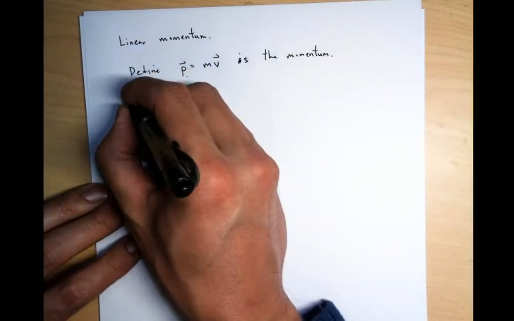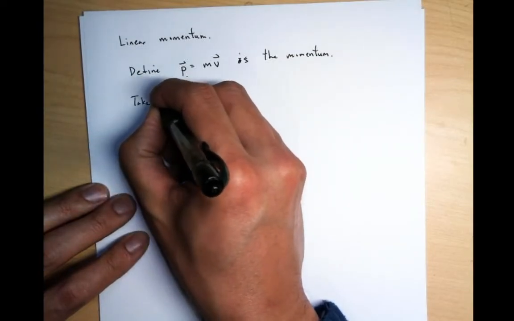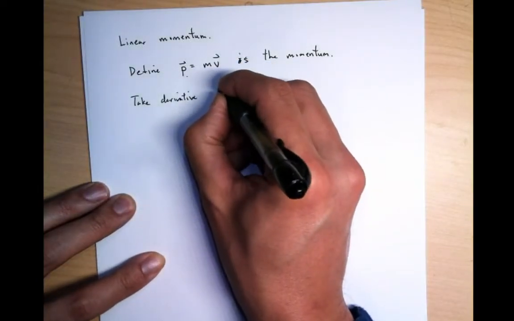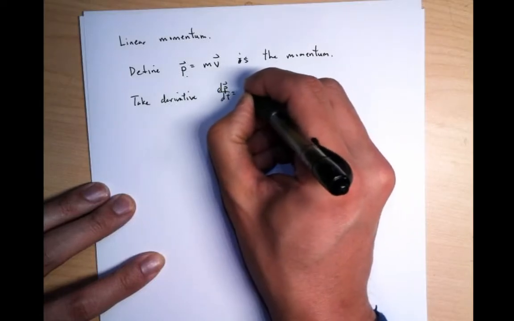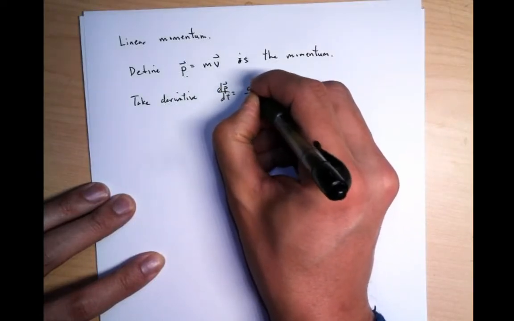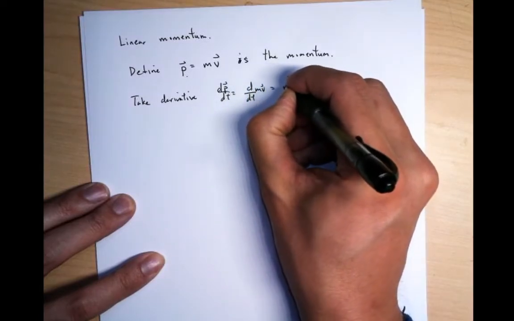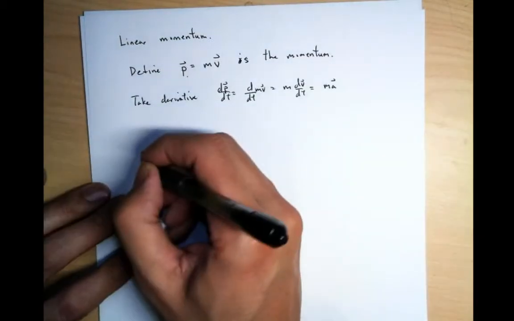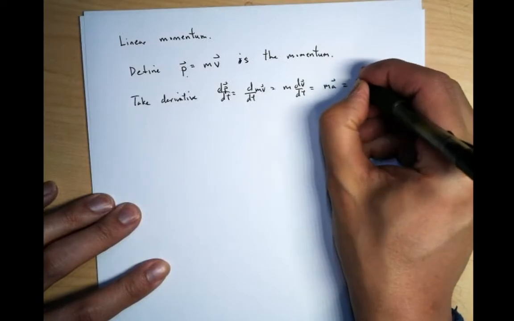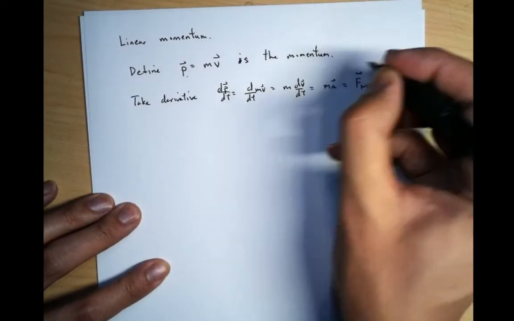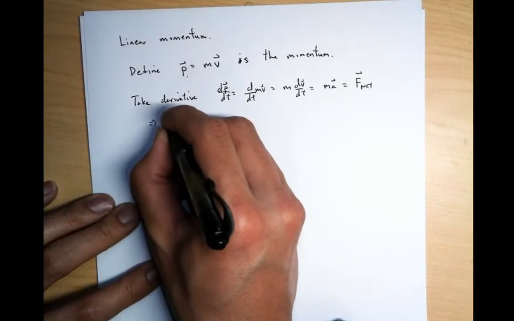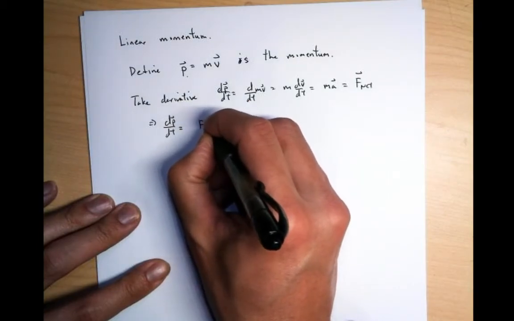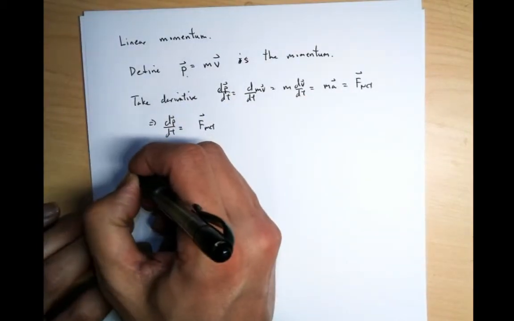So we can take a derivative in time, get dp/dt is equal to d/dt of mv, which is m dv/dt, which is mass times acceleration. Now, by definition, this is just the net force. And so we have that dp/dt is equal to F net. Okay?